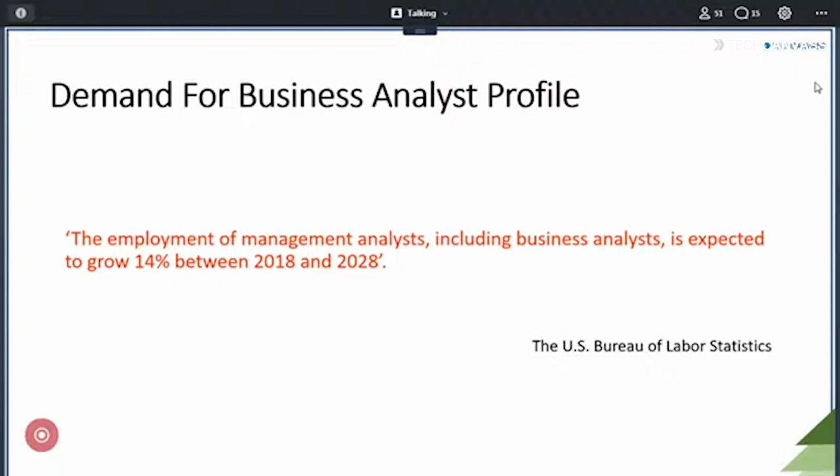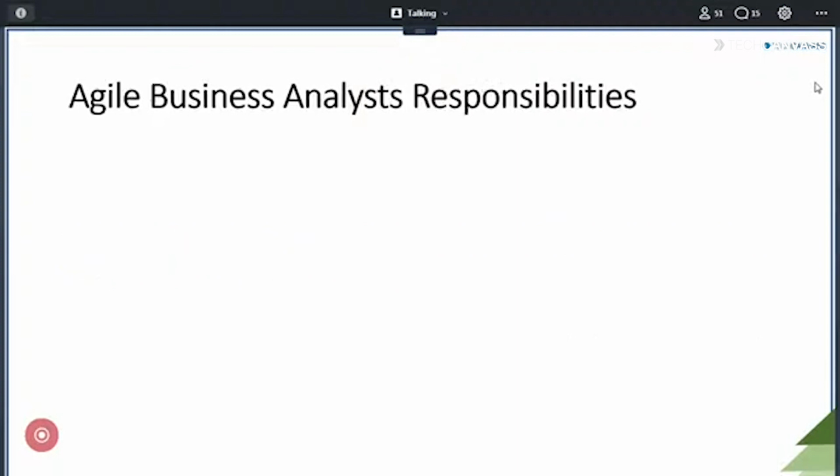That is why the Agile business analyst profile is in much demand. It is the same logic as for a specific cardio need, a person would prefer going to a cardiologist instead of seeing a general practitioner, isn't it? In the same way, the Agile business analyst profile is very high in demand. Now let us understand the Agile business analysis roles and responsibilities.